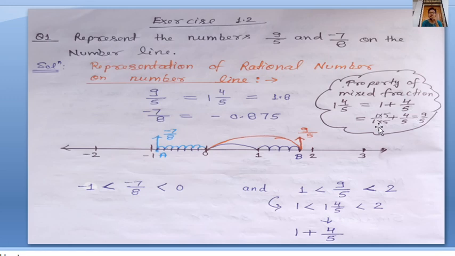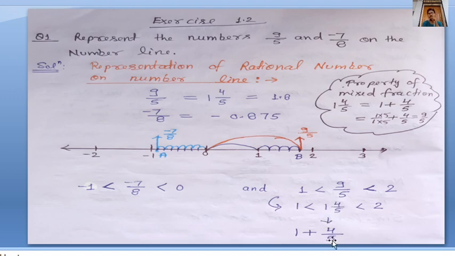And the result after simplification, you will get 9 upon 5. It means this is our reading here. That is right. Okay. Now, this property we are using here. So, 1 plus 4 upon 5. 1, 0 to 1 here. Okay. No problem. But this 4 upon 5 is a fractional part. How will we represent the fractional part on the number line?